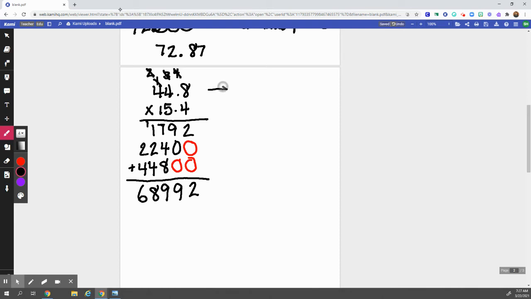Again, we've got 1 decimal here, 1 decimal here. So at the bottom, we should have 2 decimal places. So 1, 2, we'll put our decimal right there. 689 and 92 hundredths. Okay, let's go on here.